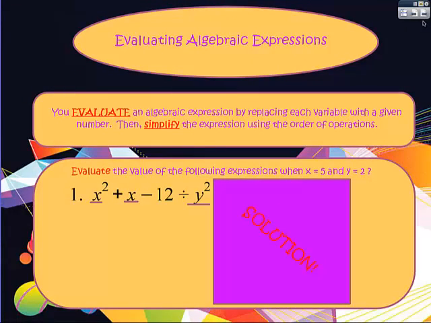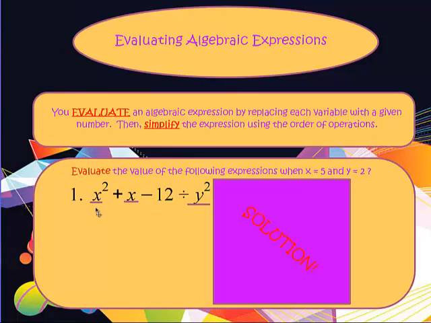Alright, now that we've learned about the order of operations, we can start to evaluate algebraic expressions. When we evaluate an algebraic expression, we replace the variables within the expression with a given number. Then what you want to do is simplify the expression just like we did previously using those order of operations. So for example, we want to evaluate this expression down here. We want to find the value of the following expression when x equals 5 and y equals 2.